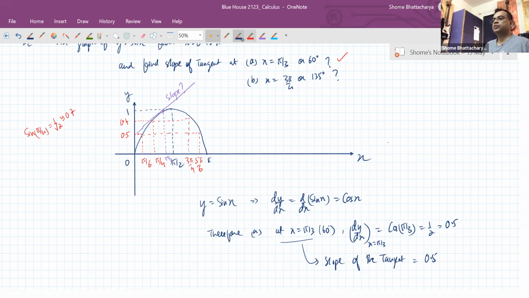Whereas next, when we draw the tangent at the point 3 pi by 4, so that means at this point we are drawing a tangent. So what we expect is we should get a negative slope. Okay, so just note this down and try the B part yourself. How much should be the slope at x equal to 135 degrees or 3 pi by 4?